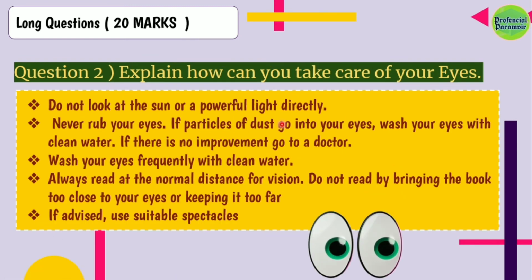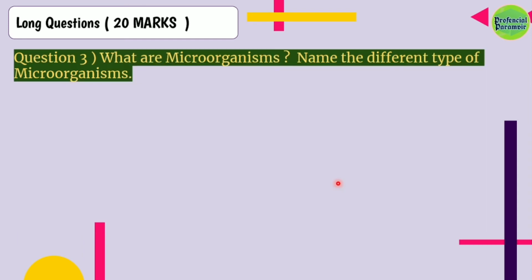Moving on. Explain how you can take care of your eyes. Well, do not look at the sun directly. Never rub your eyes. Wash eyes frequently with clean water. If advised, use suitable spectacles. Always read at a normal distance for vision. Do not read by bringing the book too close to your eyes or keeping it too far.